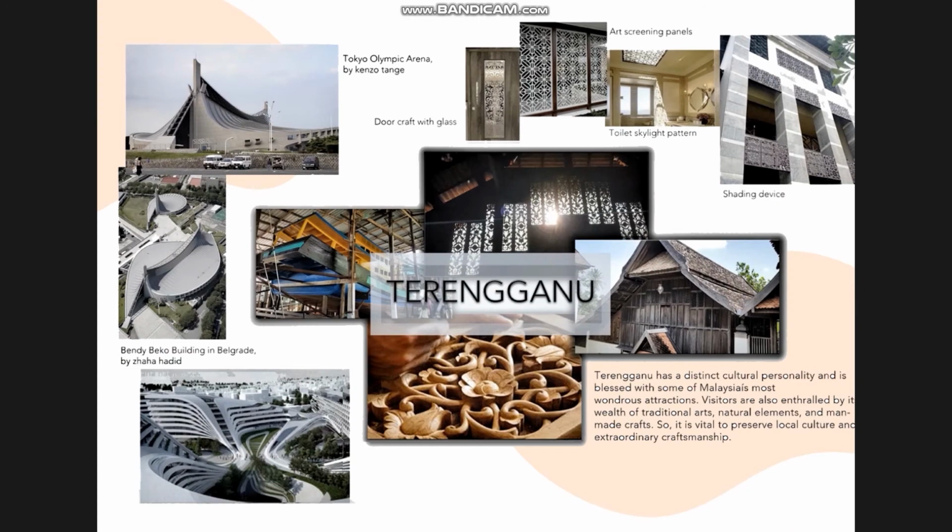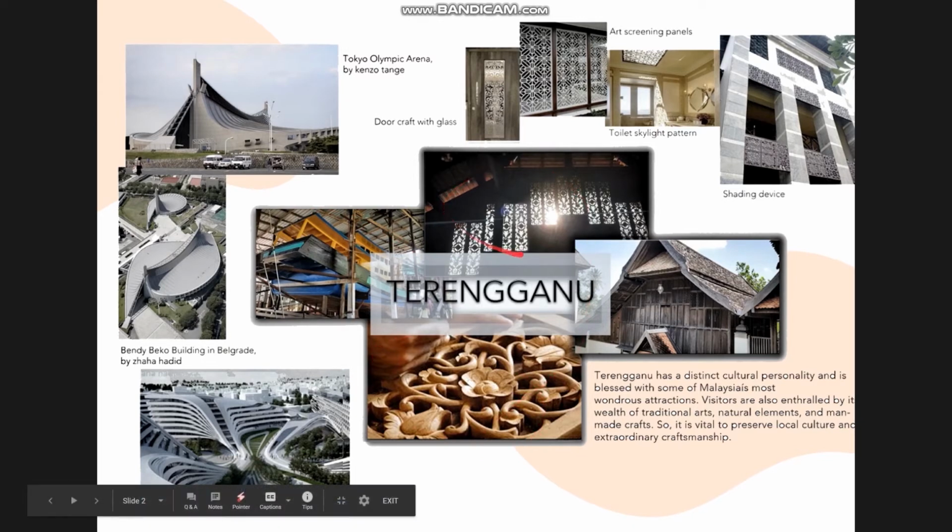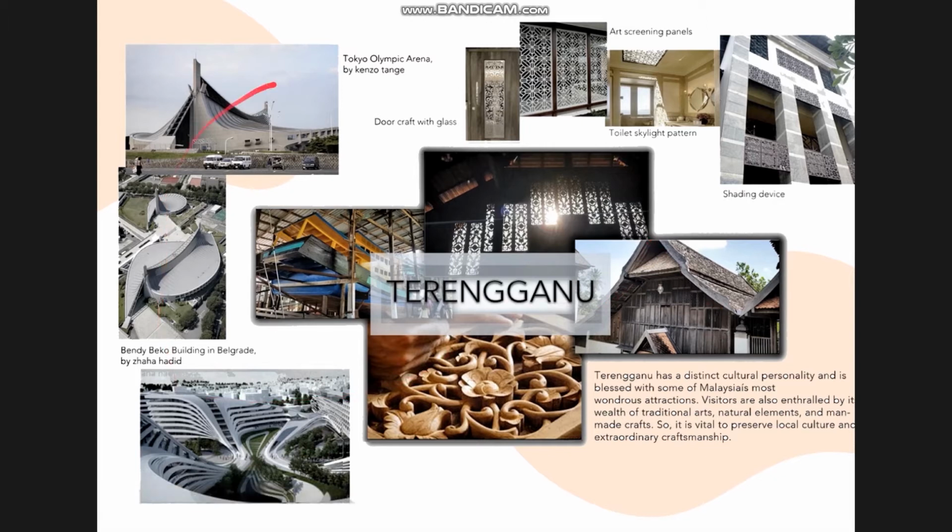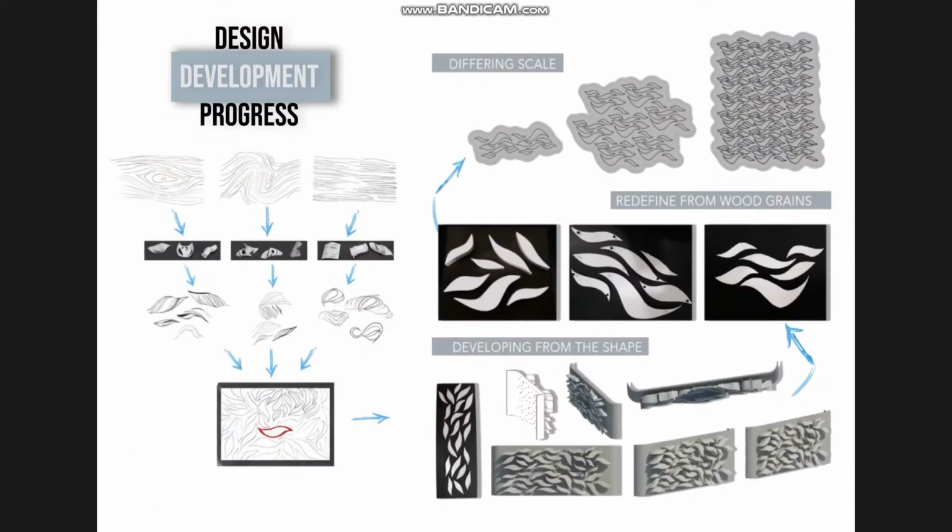Okay, let's start with my site visit, which is at Terengganu. As you can see, these are all the activities held in Terengganu. There are traditional boat making, wood carving, handmade windows patterns, and there are a lot of houses in Terengganu which are roofed in this way. These are all the examples that I found might be useful for future development in that state. So, I chose to develop wood grain for my project 2A.